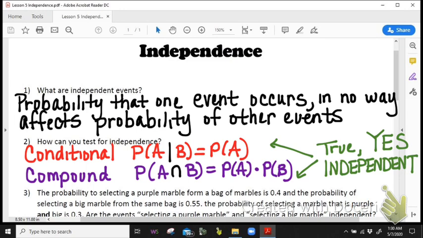The second way is compound probability. And in compound probability, if the probability of A and B is equal to the probability of event A times the probability of event B, again, you can say yes, they are independent. So that is two different ways that we are going to test for independence.